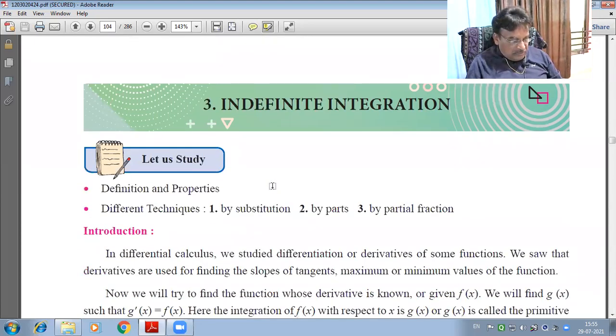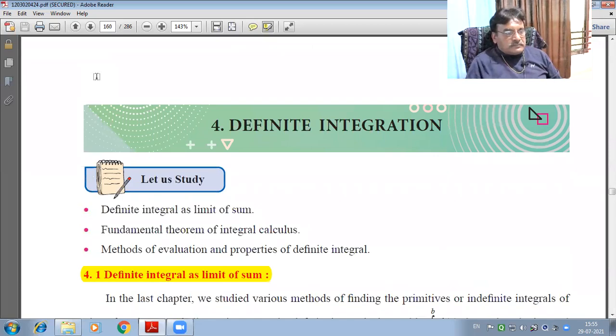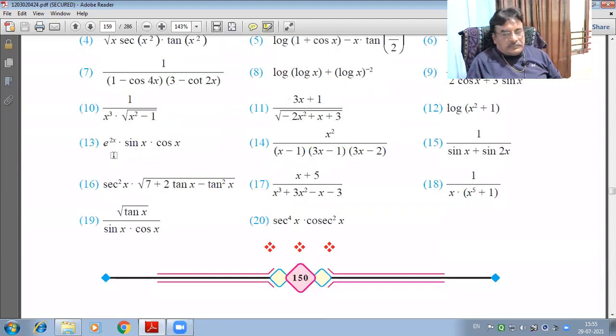Next chapter, the name of the next chapter is indefinite integration.